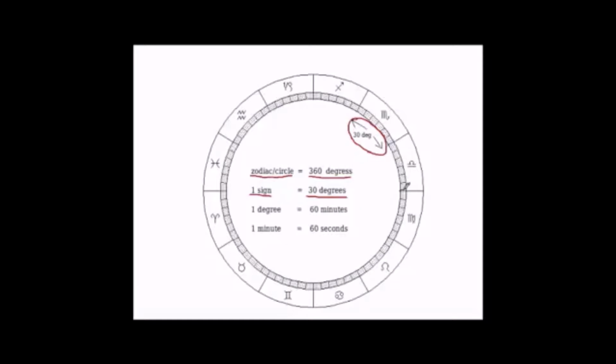Each one of the 360 degrees is divided into 60 minutes. So this has nothing to do with time. These are simply 60ths of 1 degree of the circle. And each minute is divided into 60 seconds.